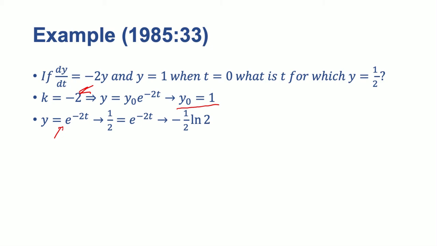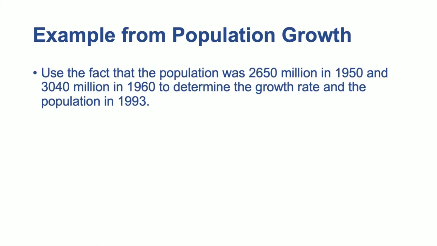Let's do a second. We're going to take an example from population growth. So that's where this example is applied. They're telling us to use the fact that the population was 2,650 million in 1950 and 3,040 million in 1960 to determine the growth rate and the population in 1993.